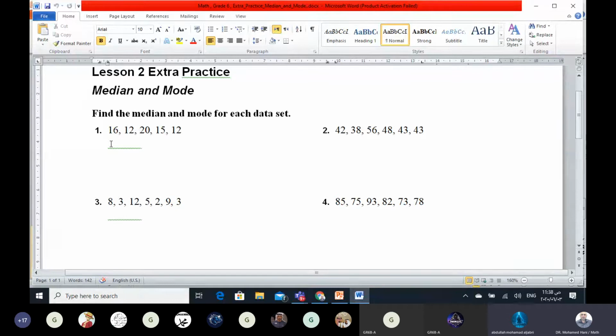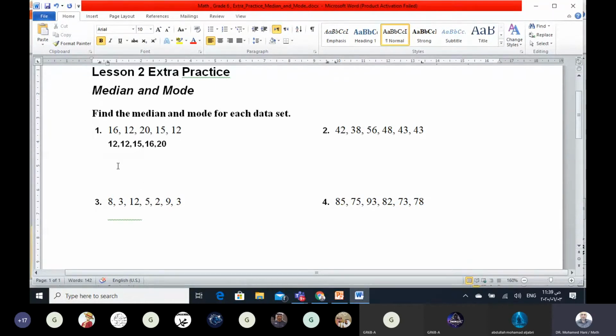Okay, let us check, please. All students listen now. If you go to solve directly, you will find many mistakes in your solving. Why? Because the first step is to order the data from the small number to the big number. The smallest number here will be 12. Then 12 again because we have two of them. Then 15. Then 16. Then here we have 20.